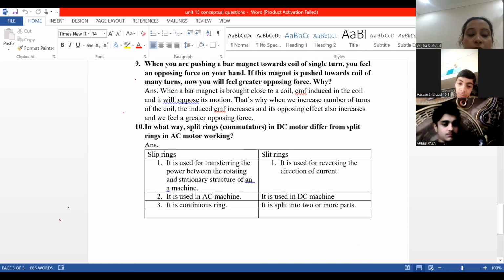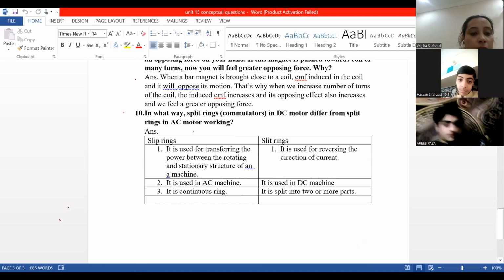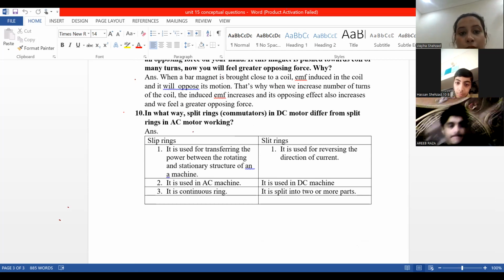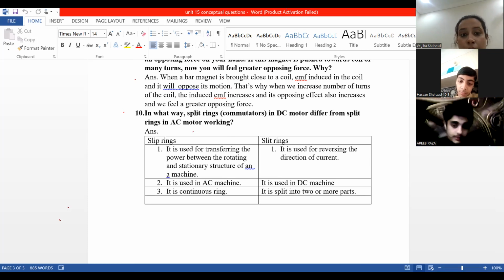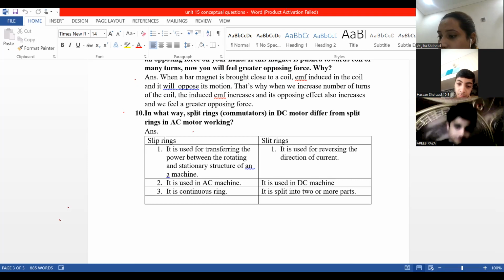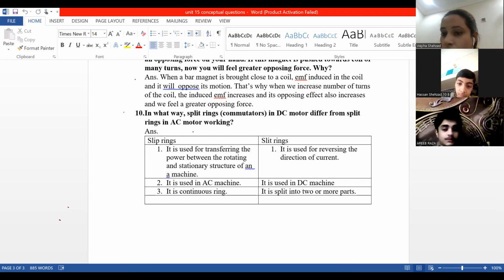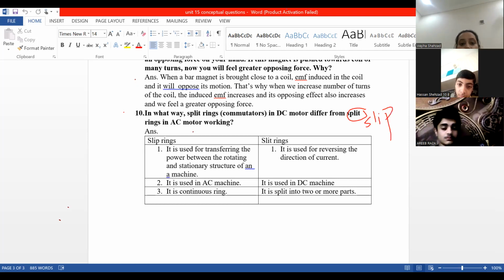Okay, the last question is number 10. Question number 10 is, in what way do split rings or commutators in DC motors differ from, sorry, this is slip rings. This is slip ring. This is not split. This is slip ring. Okay. Slip rings in AC motor working, right? So obviously they are asking what is the difference.